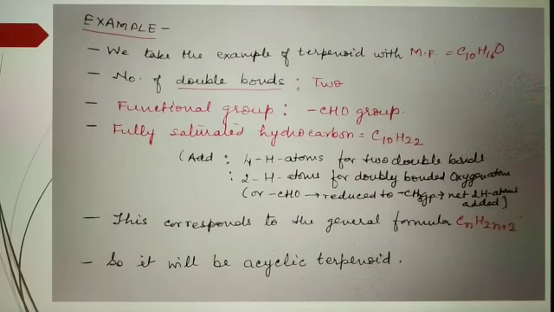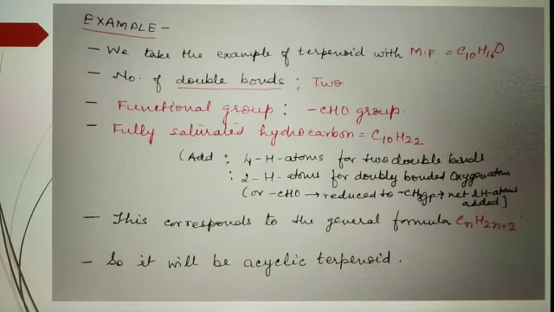This formula corresponds to what? CnH2n+2. Now with the help of the table which we have seen in the previous slide, this corresponds to the general formula CnH2n+2, which means that it is an acyclic terpenoid. So in this way we can determine the number of rings in the terpenoid molecule.